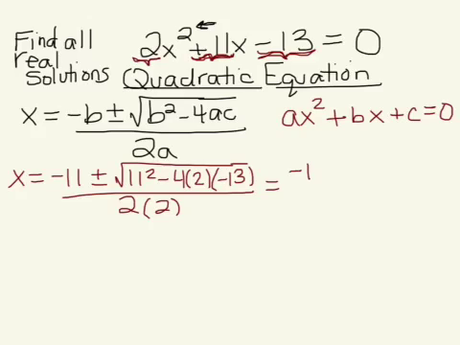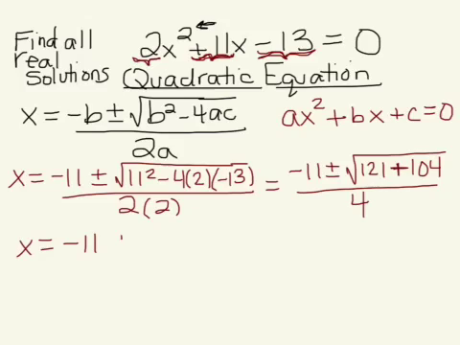So we start simplifying under that radical sign. 11 squared is 121. We have a negative 4 times 2 is going to give us 8. Then we have 8 times 13. And then our denominator is going to be 4. Here, this is a plus because the negative 4 times a negative 13 is going to give us a positive value. And then we need to actually multiply 8 times 13 together. We end up with 104.